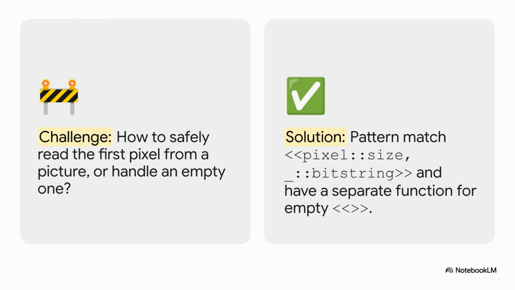It's beautiful. One version of the function is designed to match a picture that has a pixel at the front. It uses that pixel size _rest bitstring pattern to grab it. Then a second version of the function matches only on an empty bitstring, and it just returns nil. No messy if statements, it's so clean and declarative.